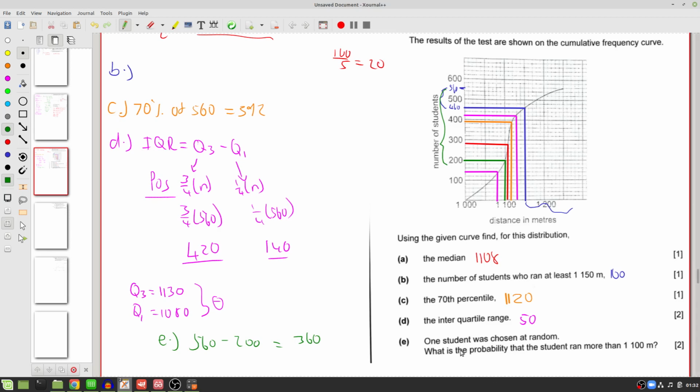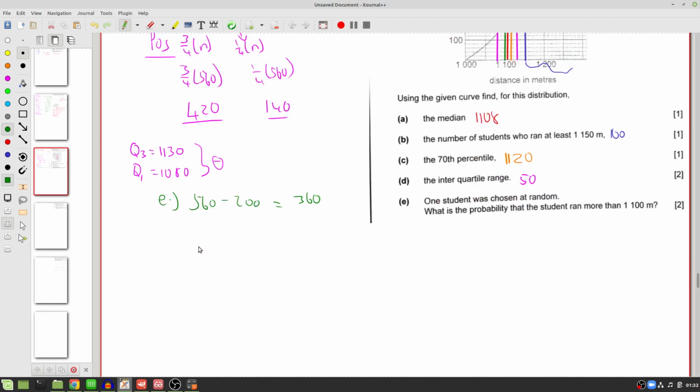So far we know 360 students ran more than 1,100. So what's the probability that a chosen student was part of this 360? We say 360 divided by 560. That simplifies to 36 over 56, but you can just type this in your calculator. Dividing both by 2 gives 18 over 28, and dividing by 2 again gives 9 over 14. So that is the probability, 9 over 14.